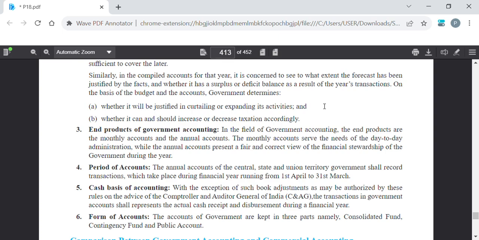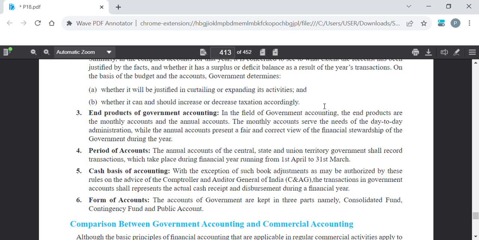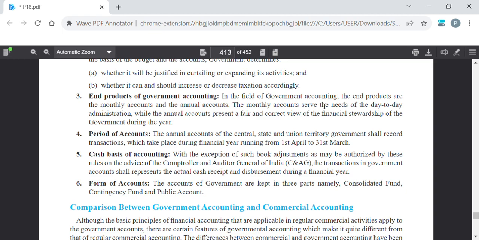The monthly accounts serve the needs of day-to-day administration, while the annual accounts present a fair, true and correct view to the government during the year. Period of accounts. The annual accounts of central, state and union territory government shall record transactions which take place during the financial year running from 1st April to 31st March. So period of accounts is the financial year.